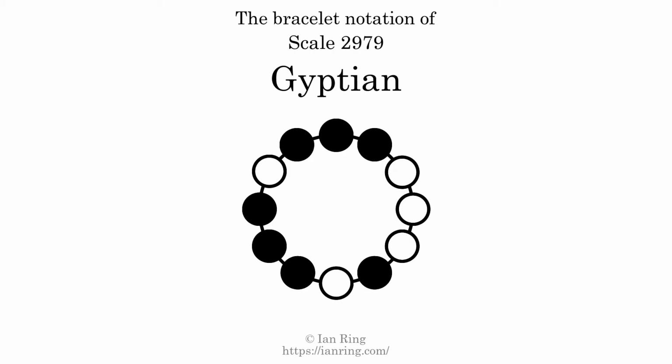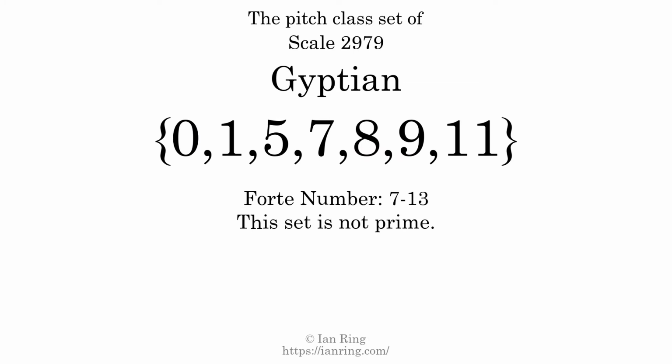This is a bracelet notation diagram of scale 2979. The shaded circles represent tones that appear in the scale, and they are read clockwise, starting at the top. The pitch class set for this scale is 0, 1, 5, 7, 8, 9, 11. The Forte class is 7-13. This set is not prime.